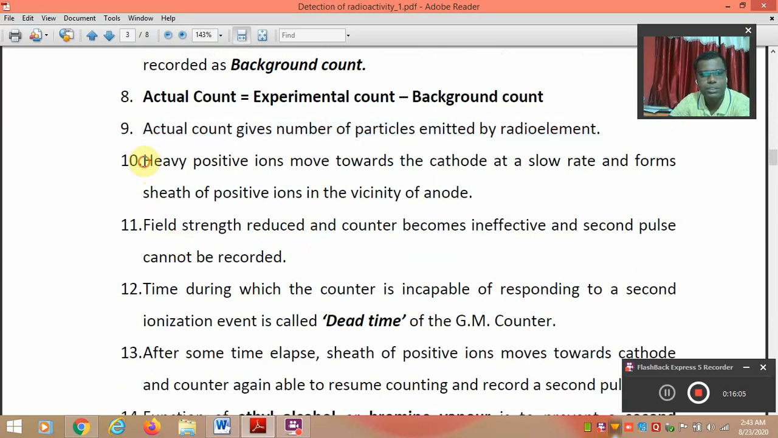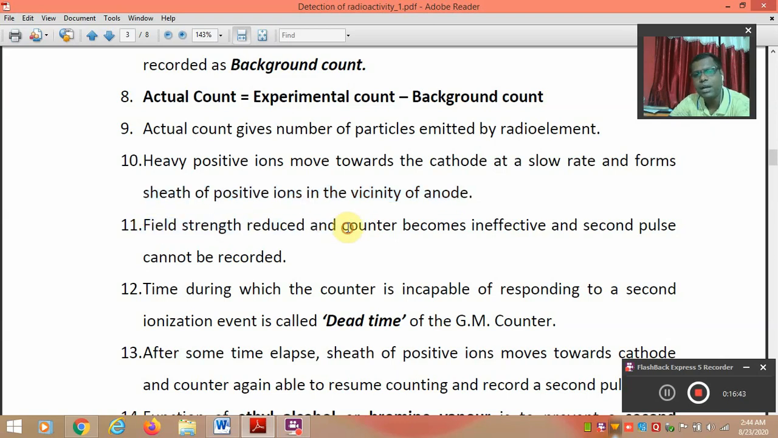So these heavy positive ions move towards the cathode at a very slow rate and form one layer around the anode, or in the vicinity of the anode. Because of the slow speed of the positive ions, there is a formation of a sheet of positive ions in the vicinity of the anode. And due to the formation of this sheet of positive ions, which move slowly as compared to the electrons, the field strength gets reduced.